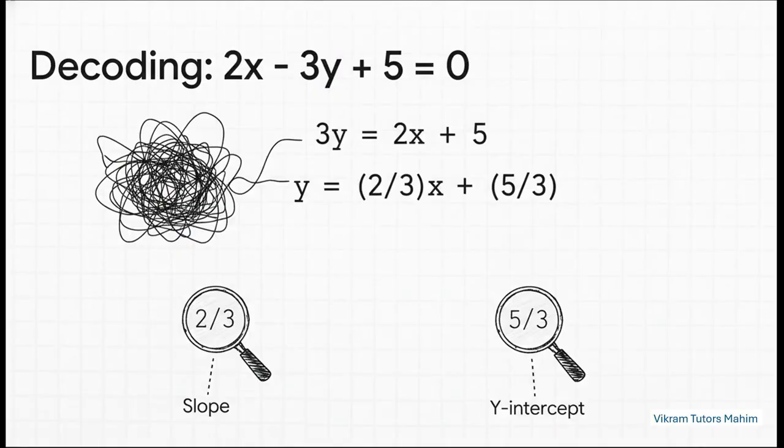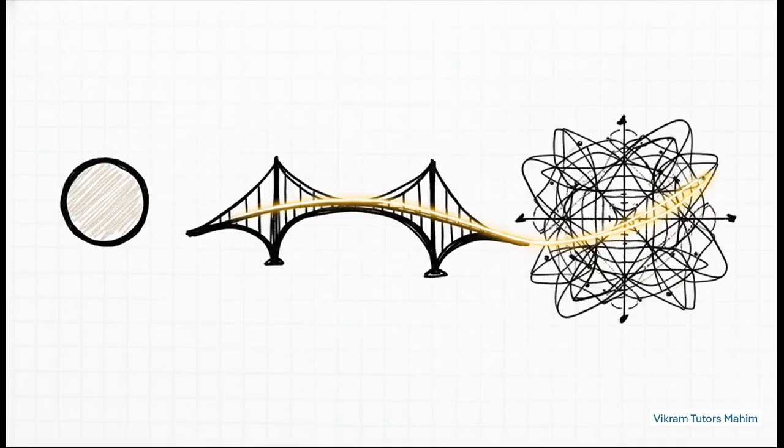Now here's why this is so powerful. You can take any jumbled, messy-looking linear equation, like the one on screen, and with just a little bit of simple algebra, you can rearrange it to fit that master y = mx + c format. And once you do, you can just read its personality right off the page. For this line, we can instantly see the slope m is 2/3, and the y-intercept c is 5/3. Instantly decoded.